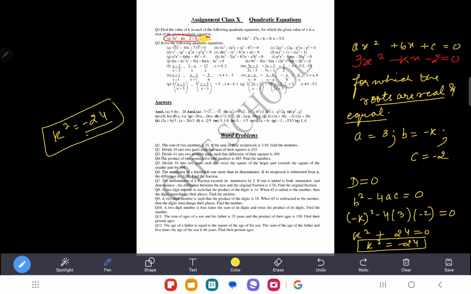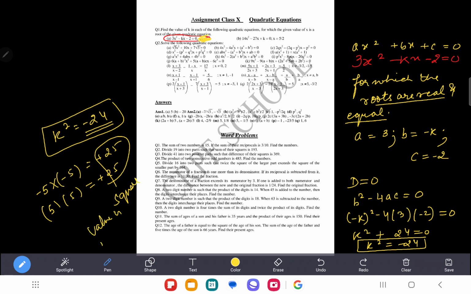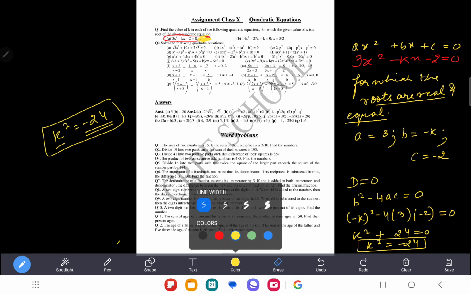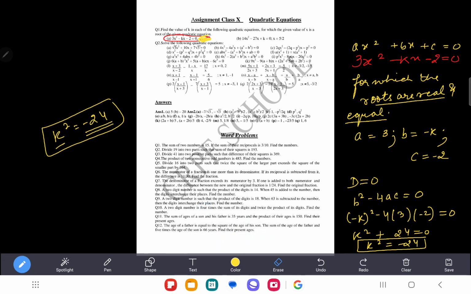A square value can never be negative, isn't it? Even if you do minus 5 times minus 5, don't you think you're going to get plus 25? And if you do 5 times 5, you still get plus 25. So a square value is never negative. Are you understanding? So you will say that there is no value of k for which the equation shall have equal and real roots.